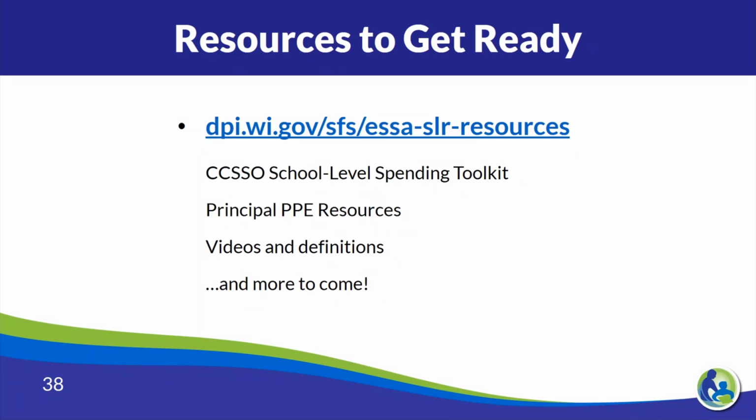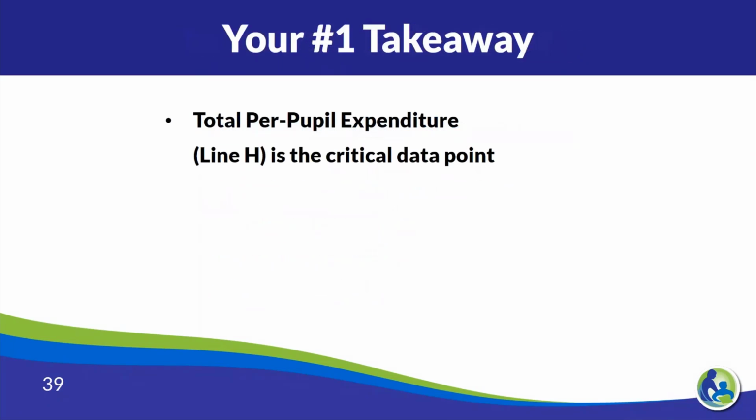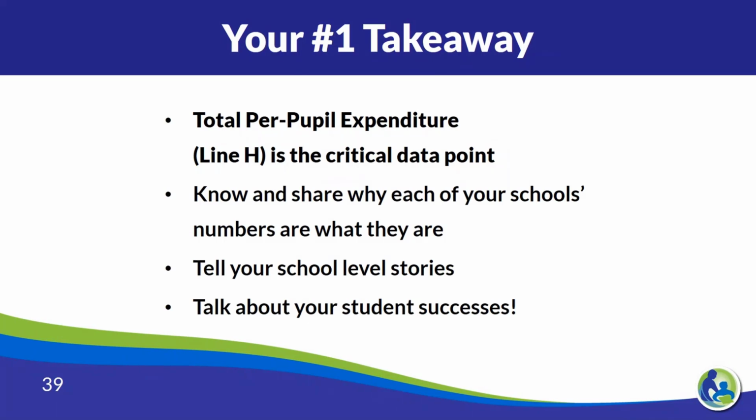So before we get to questions, I just want to summarize that the number one thing to take away from this is that total per pupil number, not the school district breakouts, not the state, local, federal breakouts, but that total is really what people are going to be focusing on. Along with that, make sure that you know the stories behind the numbers, be able to talk about them, and connect them to your successes and the things going on in your district. And that's going to be the best thing you can do to get ready for this reporting requirement.